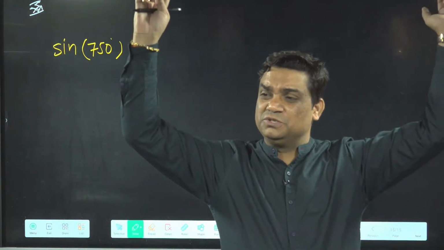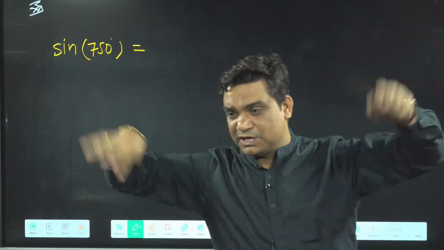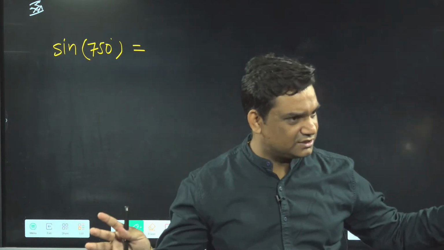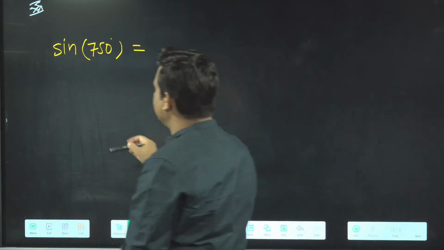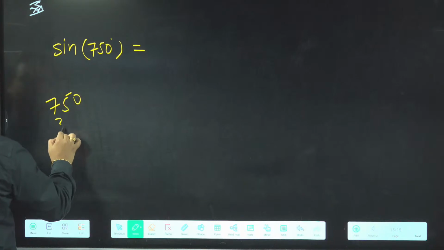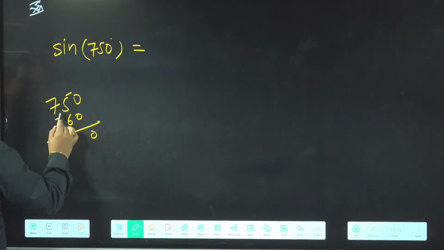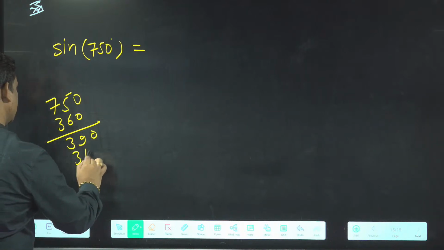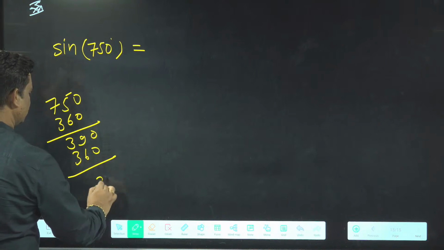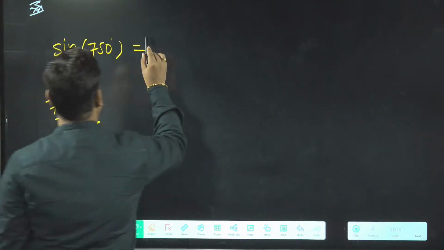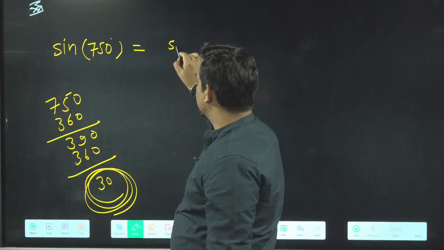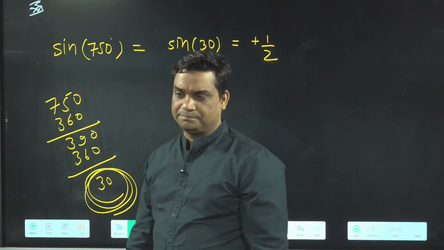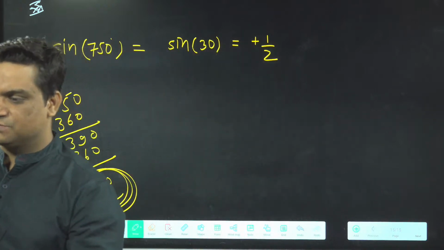So if any angle of this universe is there for you, you will keep on subtracting 360, 360, 360, and then till it becomes less than 360. So 750 is there. I will keep on subtracting 360. If you subtract here, this becomes 390. Still it is more than 360, so I will again subtract 360. Finally I got 30. This is my answer. So this is equal to sine 30, and sine 30 is basically plus half.